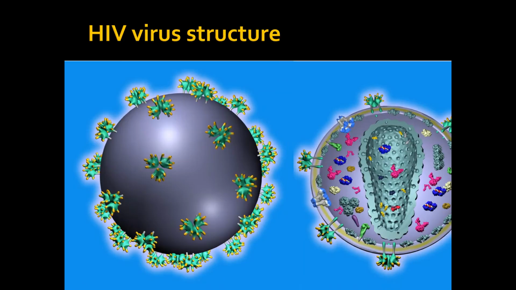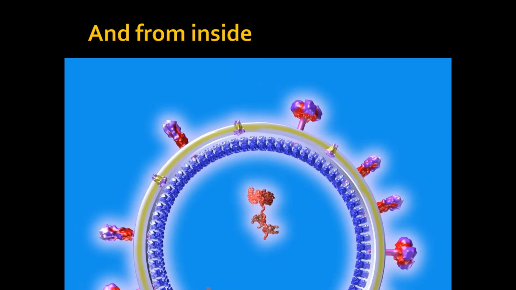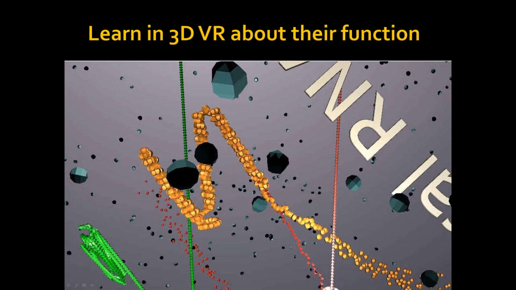This is the HIV virus structure in virtual reality. This is the influenza virus structure from outside and from inside in cross-section. And here it is not only the structure, you have the animated, in-space animation of transcription of the nucleic acids and creation of proteins.